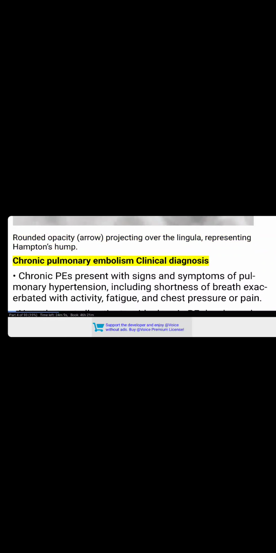Chronic pulmonary embolism clinical diagnosis. Chronic PEs present with signs and symptoms of pulmonary hypertension, including shortness of breath exacerbated with activity, fatigue, and chest pressure or pain.